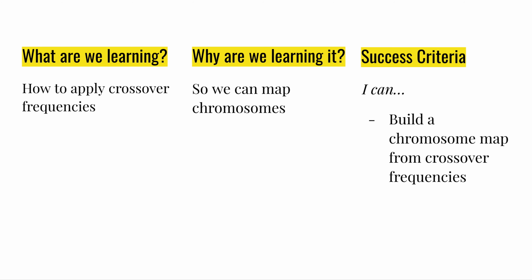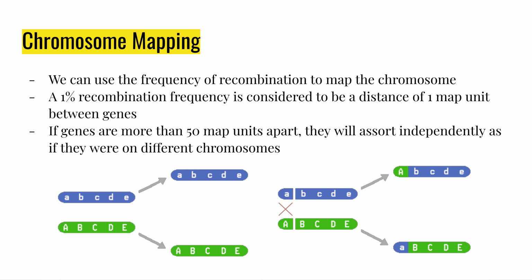Application of crossover frequencies, which is being able to build chromosomal maps. Our criteria is being able to actually make a chromosomal map out of crossover frequency. You'll remember that I mentioned that the frequency of crossover depends on the distance between the chromosomes. Now, we don't actually want to measure that on a nucleotide by nucleotide basis because that is tedious and incomprehensible because of the number of nucleotides there are in a given chromosome.